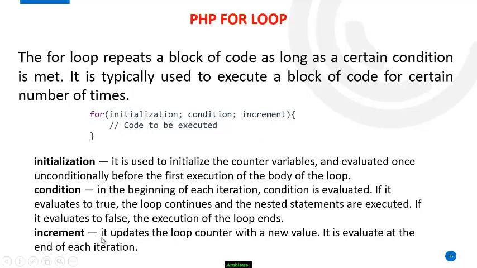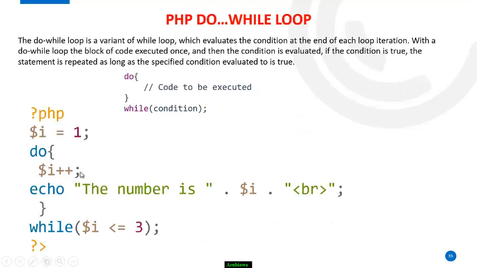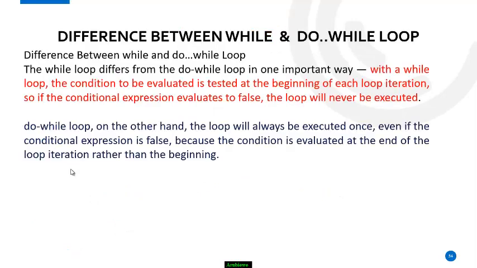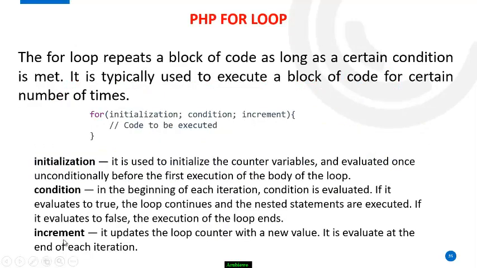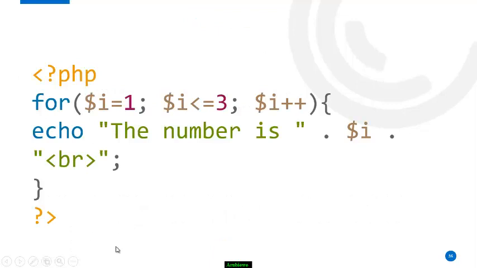Then we have the increment. The increment updates the loop counter with a new value, just like when we have I plus plus. It updates the loop counter because I plus plus is like a counter, so it increments it with a new value. When we have I plus plus from 1, let's say I is equal to 1, we now have I plus plus, that's 2. That's the increment, and it is evaluated at the end of each iteration. This is another way of doing the for loop.